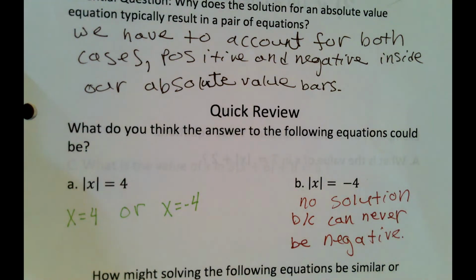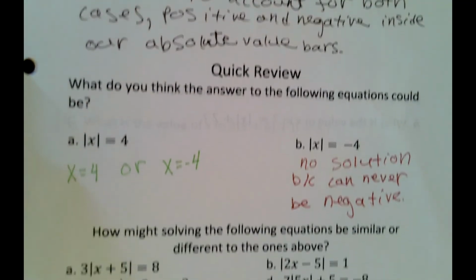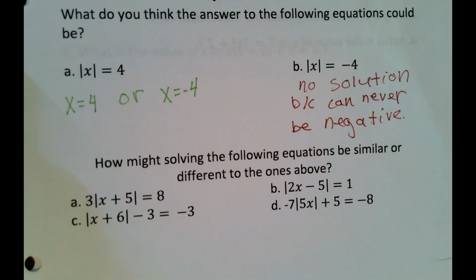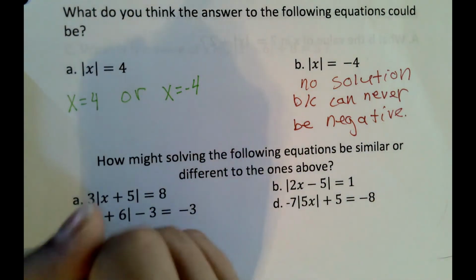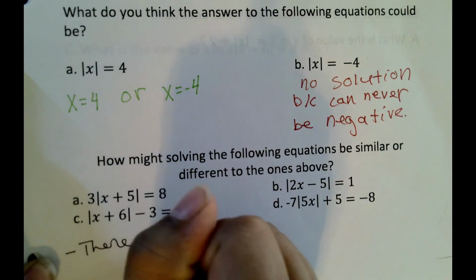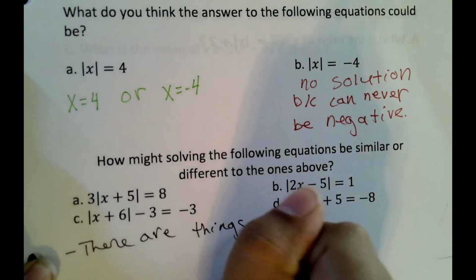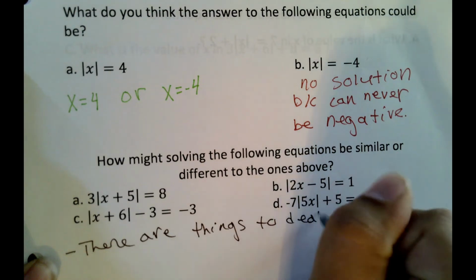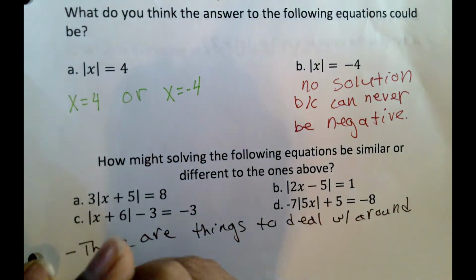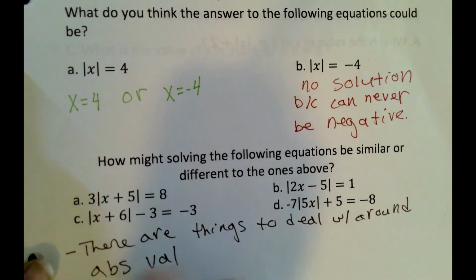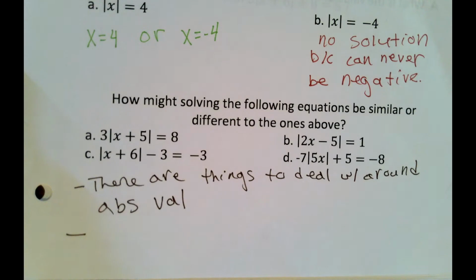What I want you to be able to do is solve equations that look a little bit different. They may look like that. So how might solving these be a little bit similar or different to the ones above? Well, there are things around the absolute value here. There are things being multiplied, added, subtracted to it. So we've got to deal with some things around the absolute value.